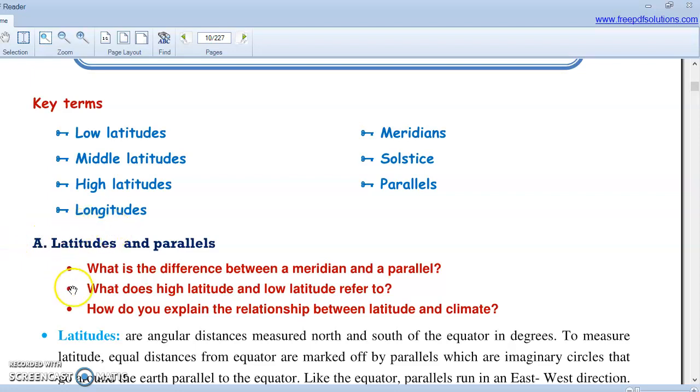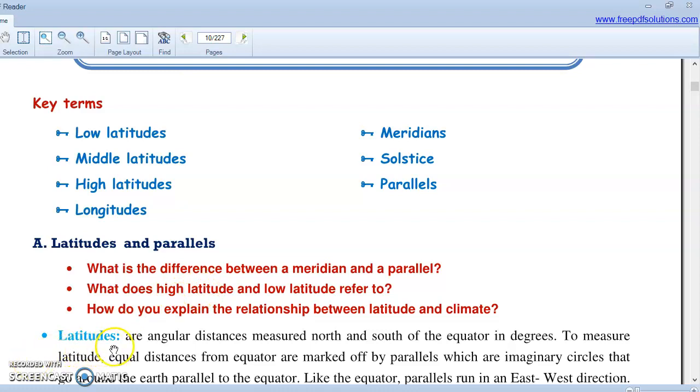concepts, I want you to know that latitudes, parallels, meridians, everything that we're going to be discussing today are actually all imaginary lines and they don't exist in real terms. They're just something cartographers came up with to make map making easier. Cartographers are people who make maps.